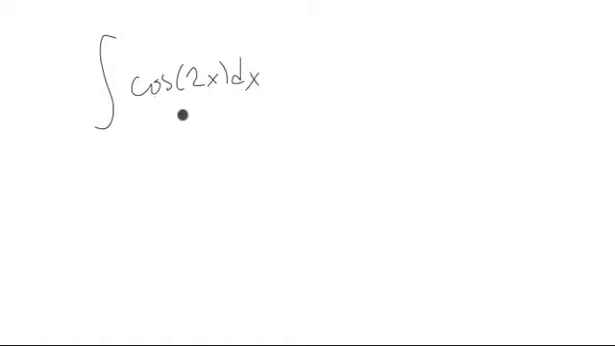Let's get some more practice with taking antiderivatives. And we're just doing derivative rules backwards right now. Suppose, for instance, we have something like the cosine of 2x dx. Let's think about what this would be.